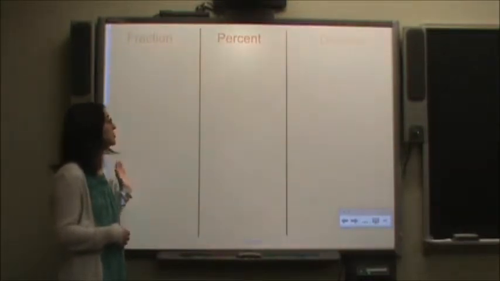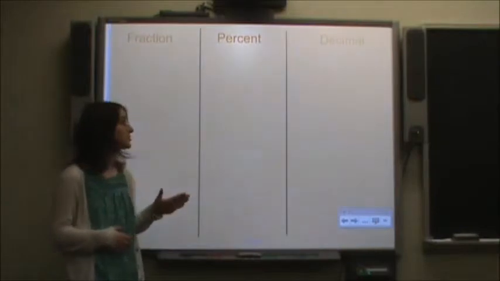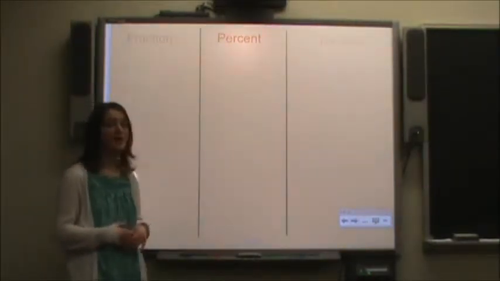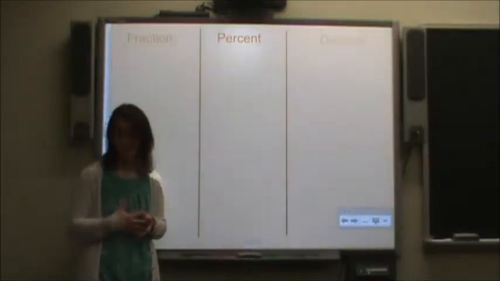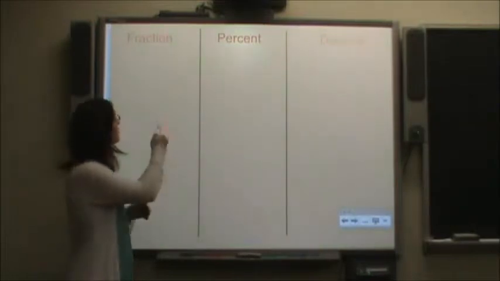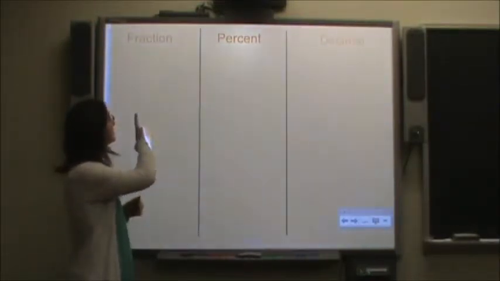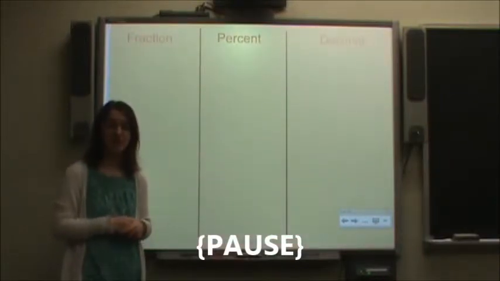So we are going to go through and put some different values in the fraction, percent, and decimal columns, and hopefully you'll be able to pick up on some patterns that we'll then go over together. First, I would like you to pause your video and on your piece of paper, draw 3 columns just like this and label one of them fraction, one of them percent, and one of them decimal. Pause your video and do that now.